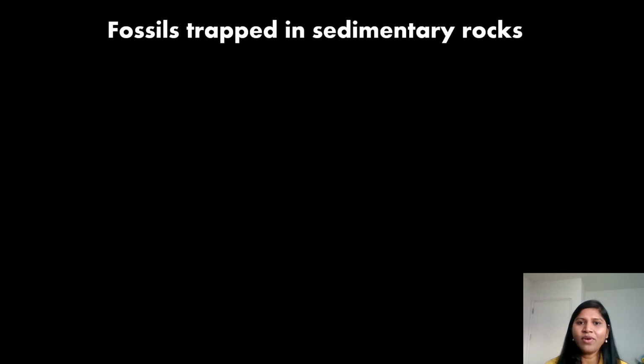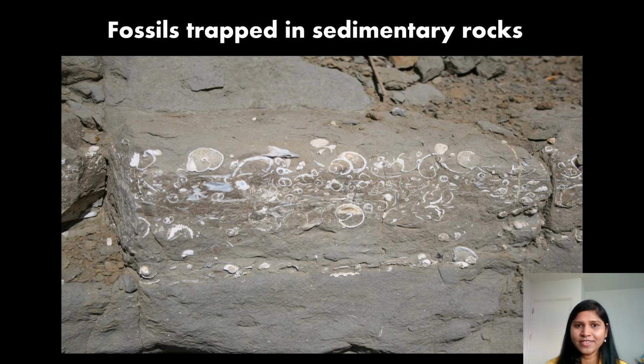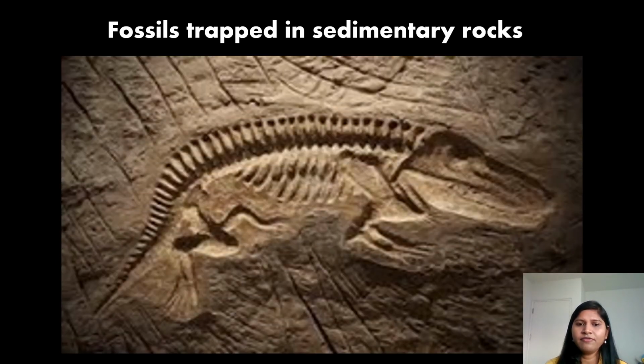Sedimentary rocks are the rocks in which fossils are found. The process of forming sedimentary rocks can preserve the plants' and animals' remains. That means the animals and plants which died years and years ago get trapped under these layers, and the remains of the dead plants and animals can be seen as fossils in the sedimentary rocks. So here are a few sedimentary rocks with fossils.